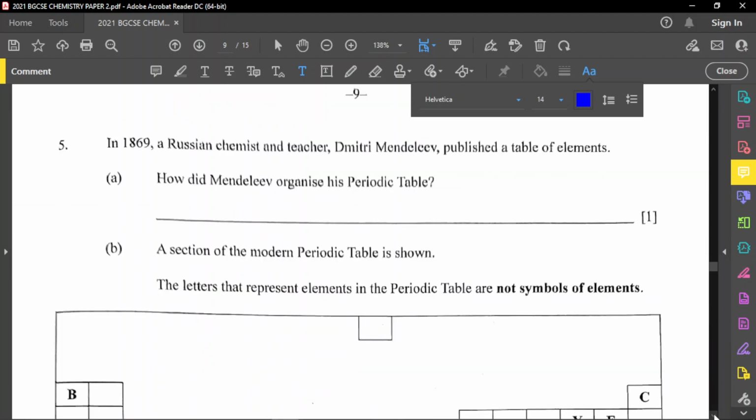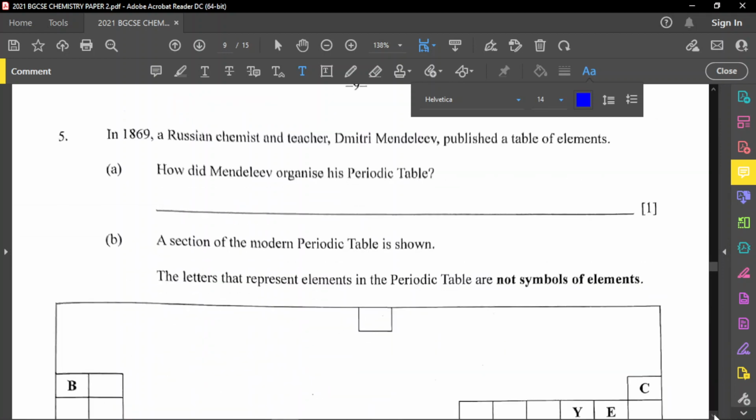And I have a question number 5. We only have 3 more questions to do. It said in 1969, a Russian chemist and teacher, Dmitry Mendeleev, published a table of elements. How did Mendeleev organize his periodic table? It was organized based on increase in mass, or atomic weight. So that's exactly how we organize it: increase in mass or increase in atomic weight.